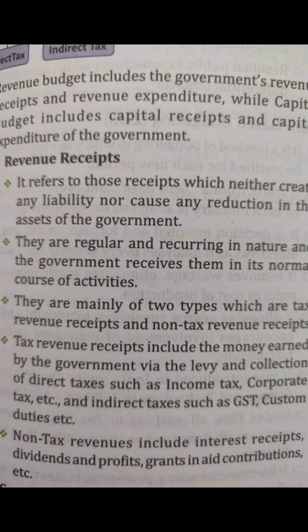Let's compare it to a family budget. Tax revenue. Imagine your dad gets a salary every month. That's like the government collecting taxes from people. Non-tax revenue. Imagine your mom invests in shares and earns money, dividends, or gets interest from savings in a bank. That's like the government earning non-tax revenue. Revenue receipts help the government run smoothly without borrowing money or selling assets.